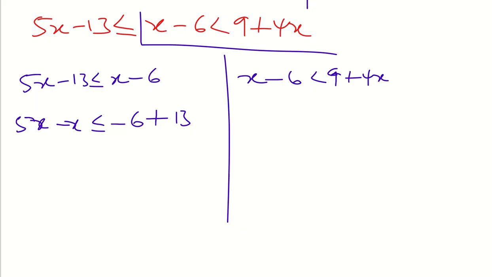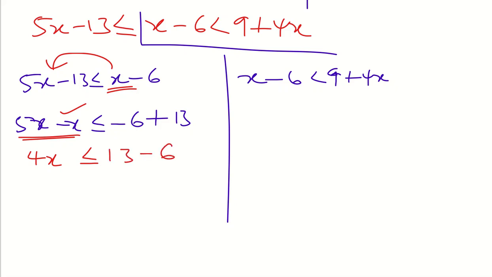Then x, which was sitting here, goes onto this side and becomes minus x as done here. So 5x minus x gives us 4x, less than or equal to negative 6 plus 13, which is the same as 13 minus 6.